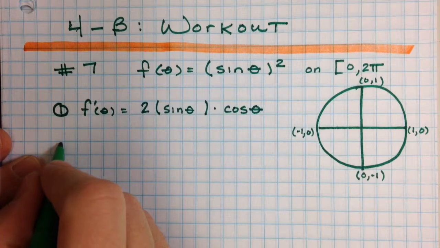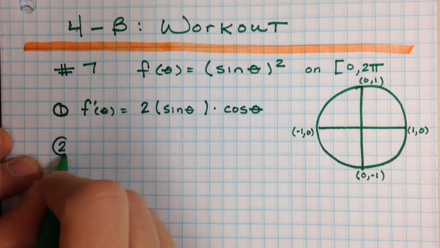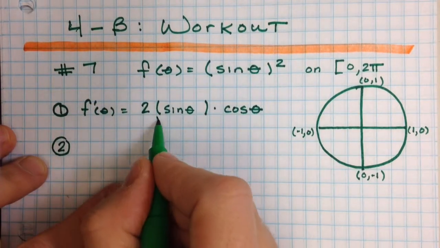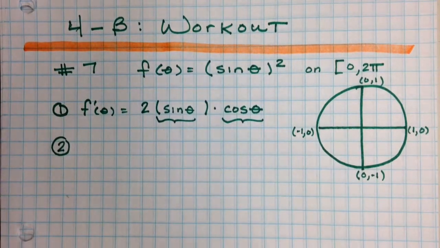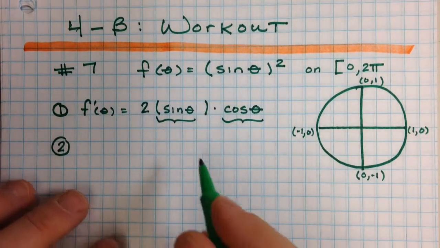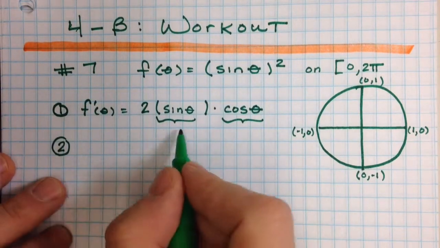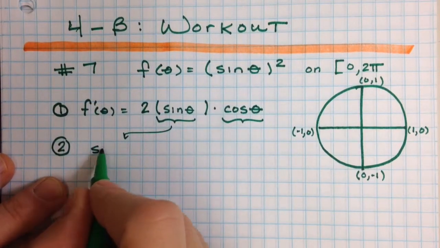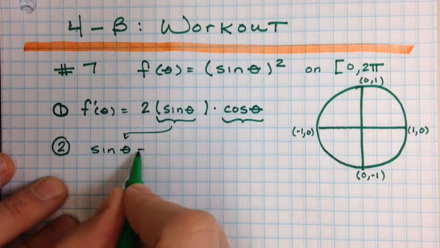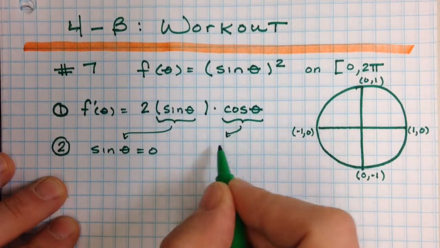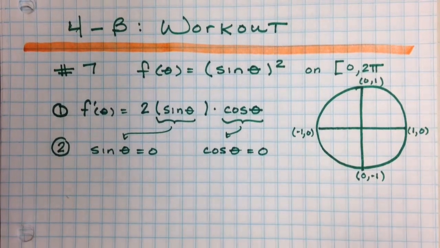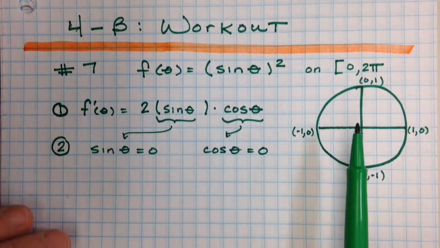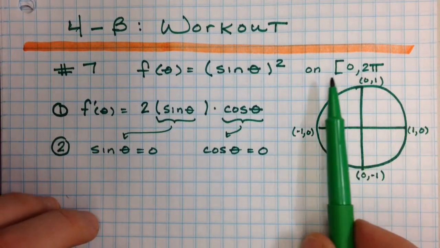The next thing we want to do is identify the critical points. And the critical points in this case, since sine and cosine are never going to be undefined, is going to be those values for which the sine of the angle is 0, or the values for which the cosine of the angle is 0. And this is really a matter where we want to think about the unit circle.